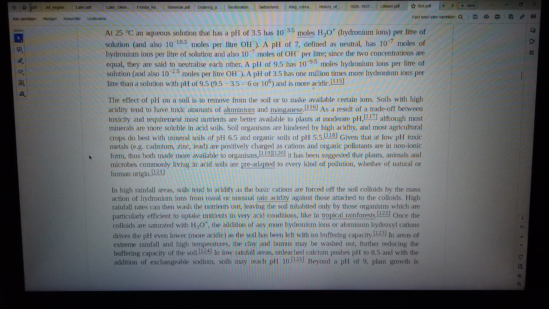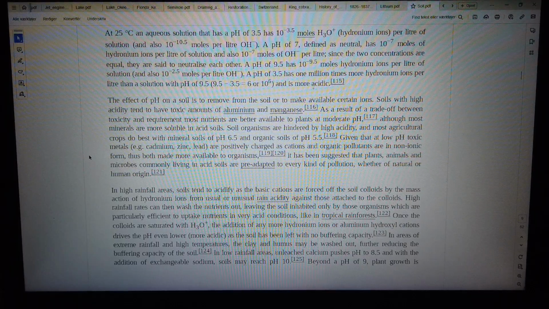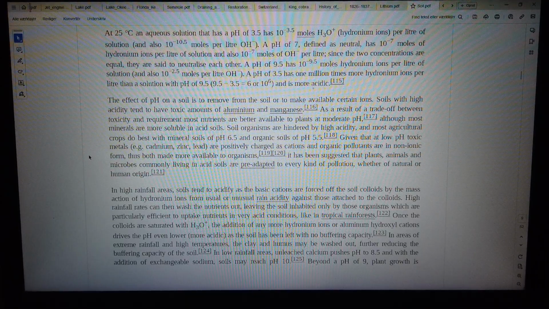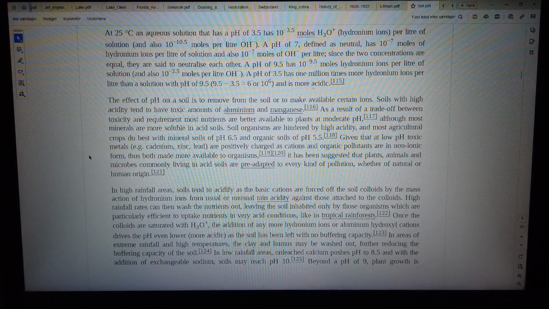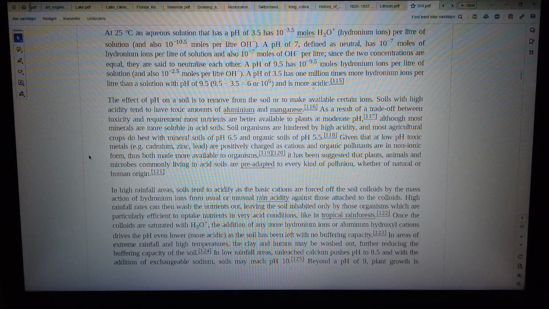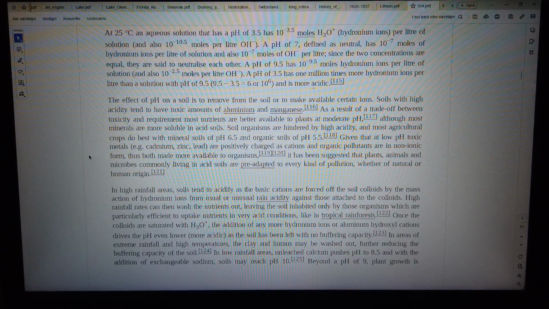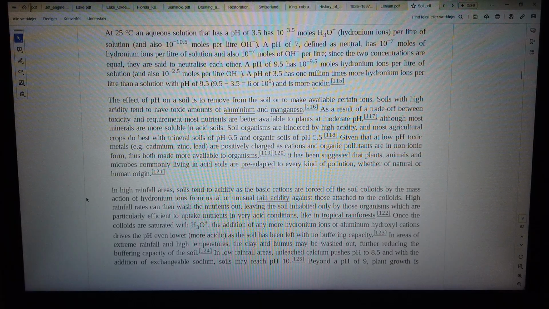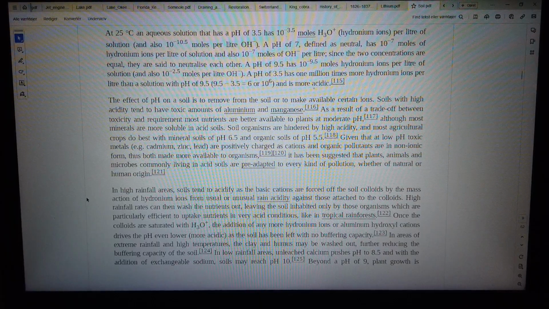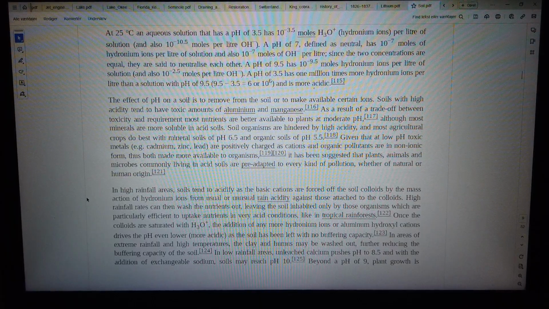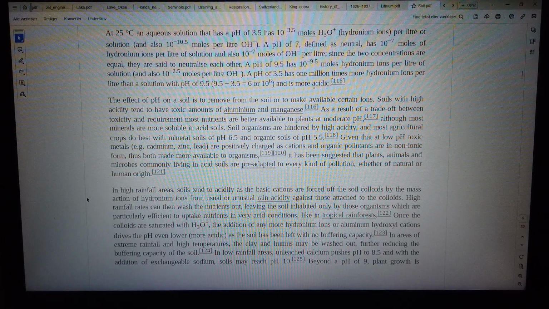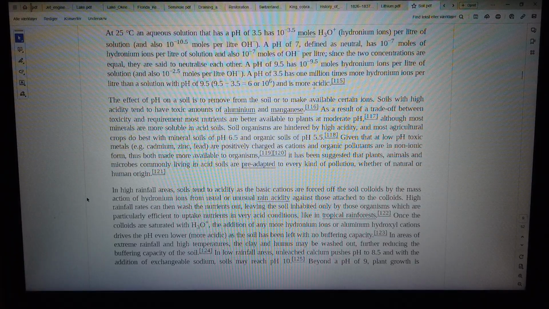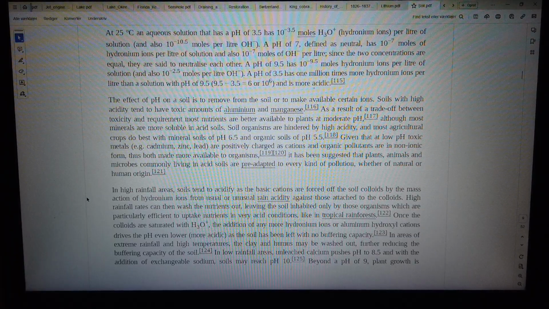118. Given that at low pH toxic metals, for example cadmium, zinc, lead, are positively charged as cations and organic pollutants are in non-ionic form, both are made more available to organisms. 119. 120. It has been suggested that plants, animals and microbes commonly living in acid soils are pre-adapted to every kind of pollution, whether of natural or human origin.